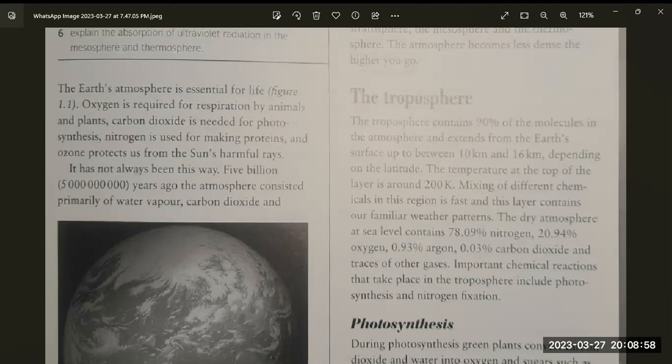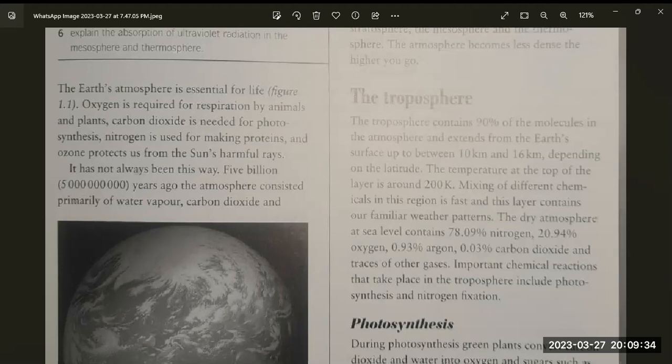The dry atmosphere at sea level contains 78% nitrogen. So you see 78.09, and then we say 20.94. But for convenience, we normally say that the atmosphere consists of 78% nitrogen, 21% oxygen, and then 1% of other compounds. Now, this is going a little bit more into it. The video that we looked at last week would have given us those figures too: 78, 21, and then the 1% will be other gases.